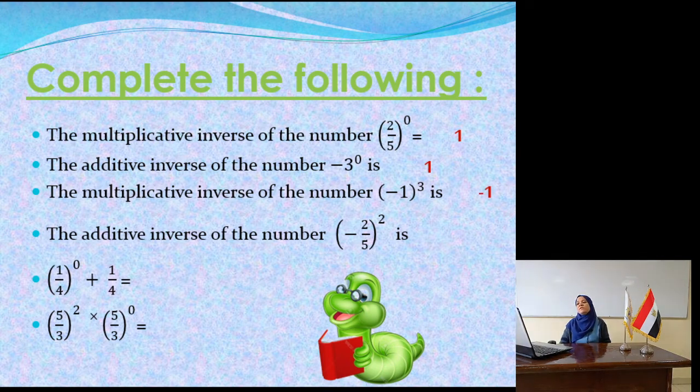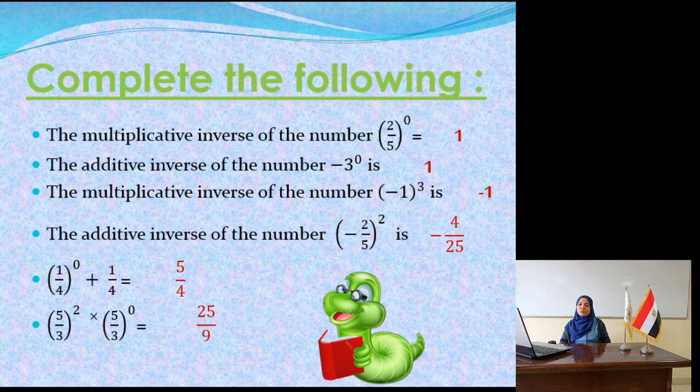So, the additive inverse of the number negative 2 over 5 to the power 2. Get the result of this firstly, it will be 4 over 25. So the additive inverse of it will be negative 4 over 25. Next, 1 over 4 to the power 0 plus 1 over 4. As we said before, any number raised to power 0 equals 1. So 1 plus 1 over 4 will be 5 over 4.